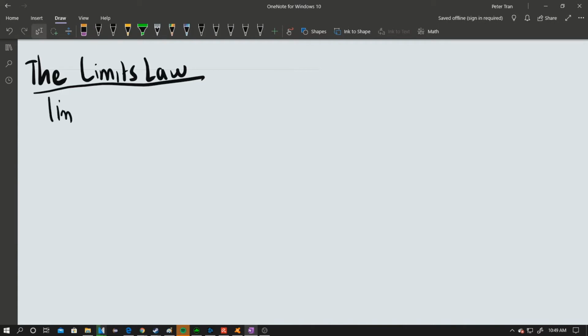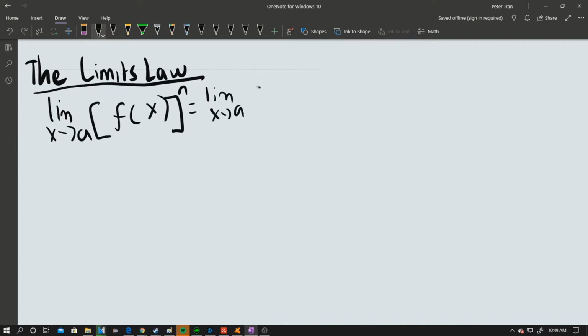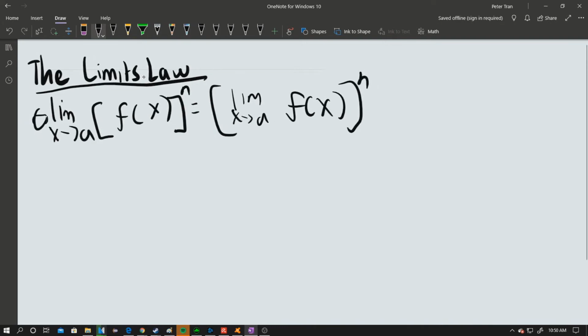Okay, so where n is a positive integer. It just says the limit of it, where n is the positive integer. Then the limit of x approaching a of f of x to the power of n, which should be a positive integer. Okay, so that's what the limit law says in words. Then limit law number 7: the limit of a constant is equal to the constant.